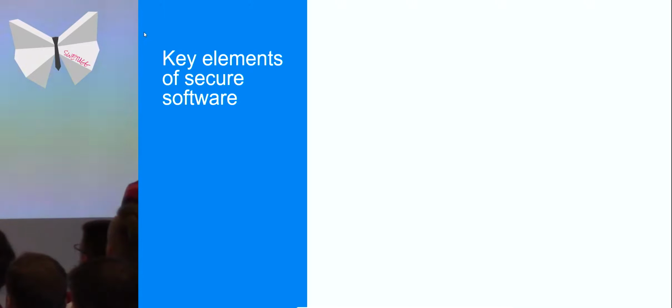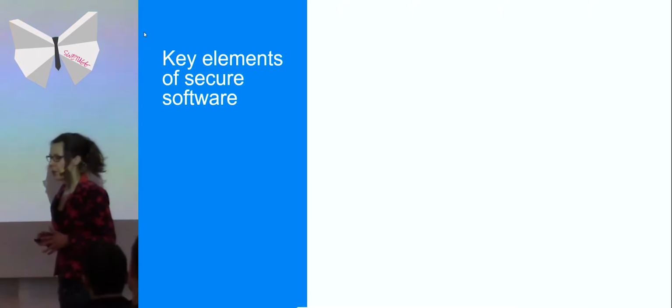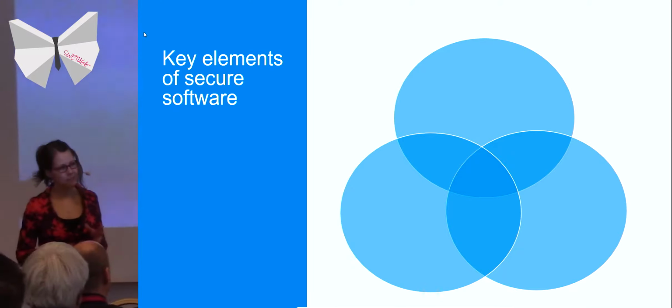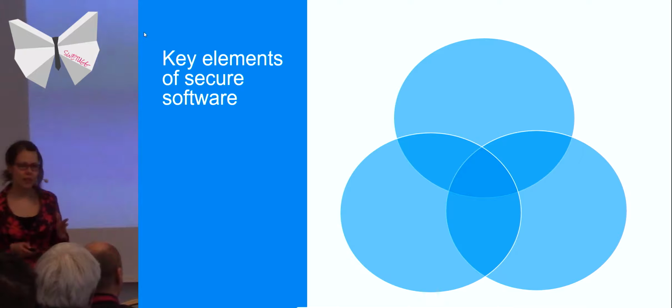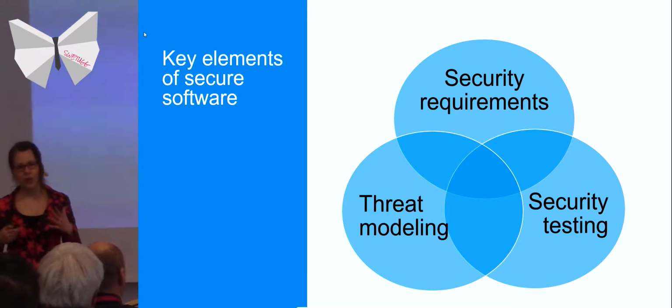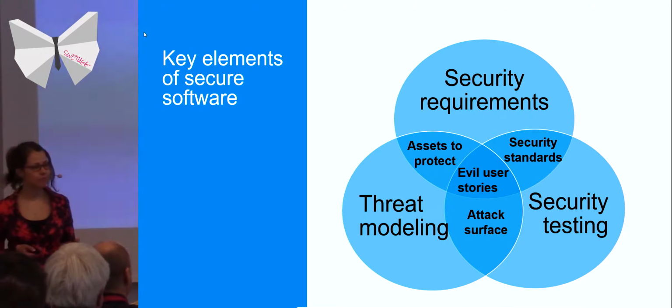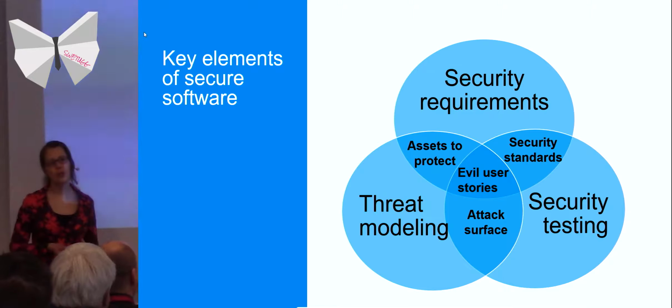The next thing I'm going to show you is something you can cross out of your bullshit bingo. I just couldn't resist drawing a Venn diagram. I know it's kind of C-level corporate stuff, but I think it really depicts well the three things I want to talk about today and how they are related. I want to talk about security requirements, threat modeling, and how you can do security testing.